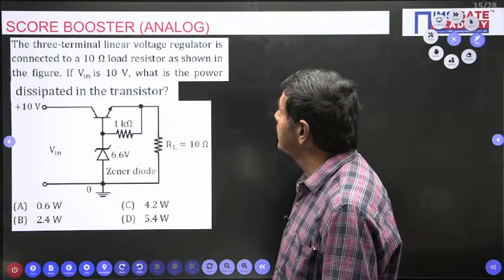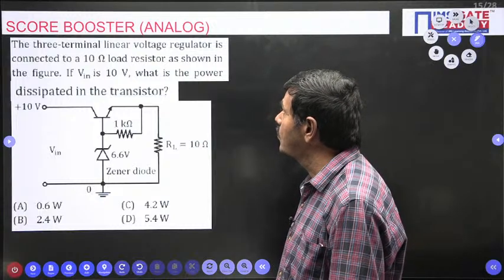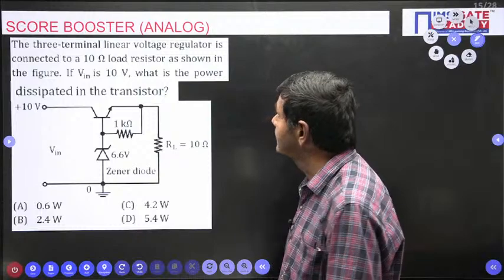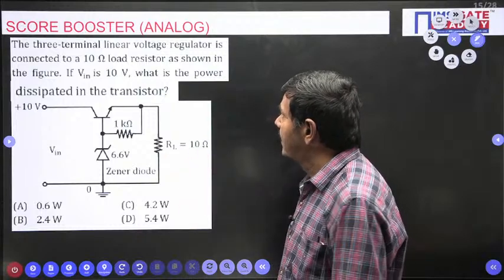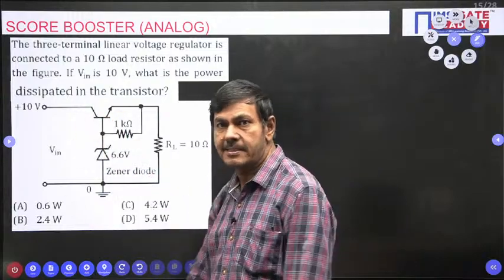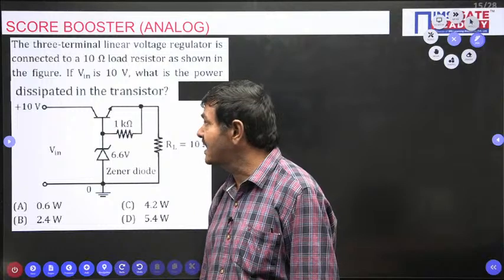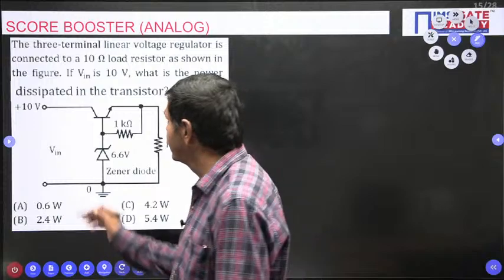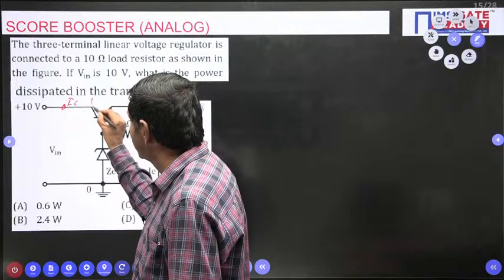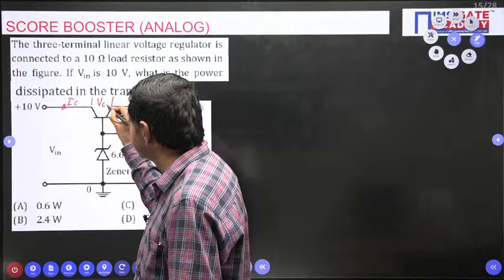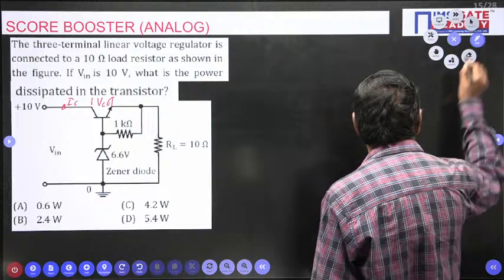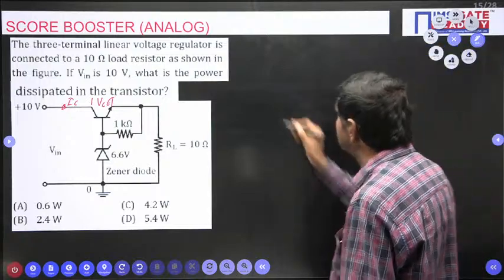The 3-terminal linear voltage regulator is connected to a 10 ohm load resistor. This circuit is nothing but the linear voltage regulator, with a 10 ohm load connected. What is the power dissipated in the transistor? Power dissipated by the transistor is calculated by what formula? This current is the collector current, and the voltage between these two is the VCE. Power dissipated by the transistor is VCE into IC, voltage into current. You must use this formula.